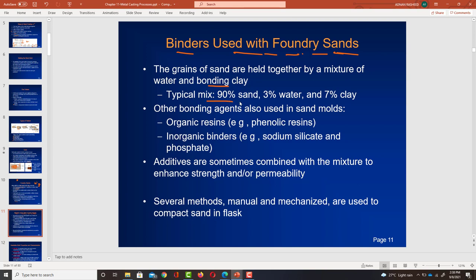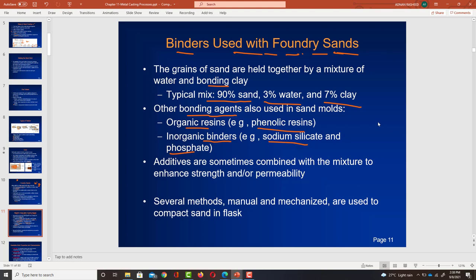So typically 90% sand, 3% water, and 7% clay. And there are many organic bonding agents such as organic resins, or inorganic binders. By organic resin we mean phenolic resins, and by inorganic binder we mean sodium silicate and phosphate.